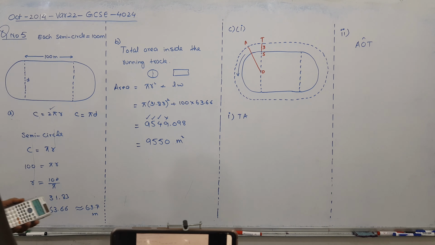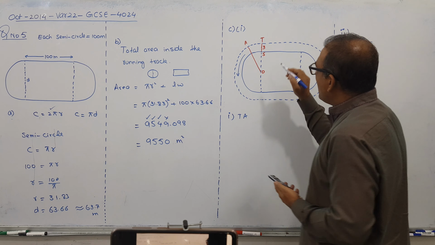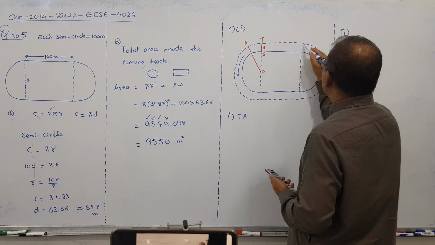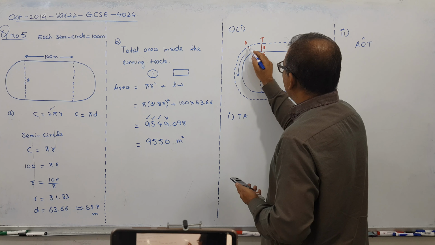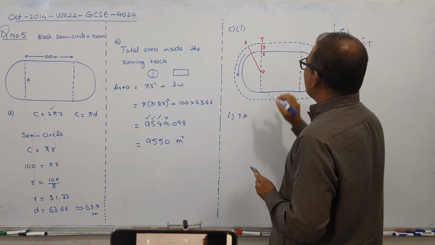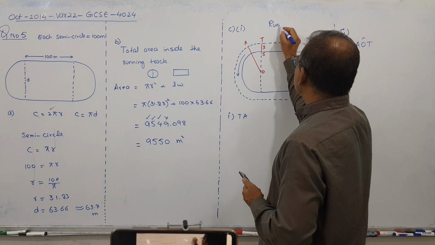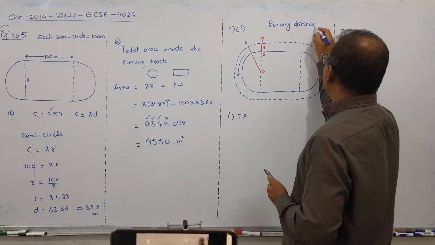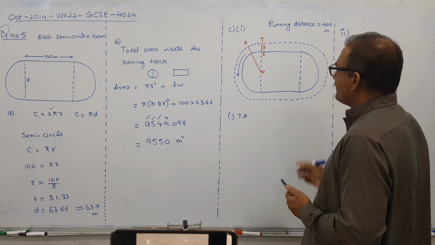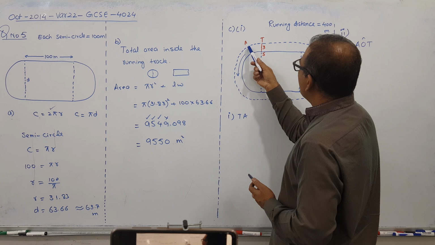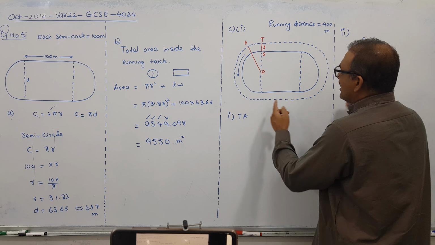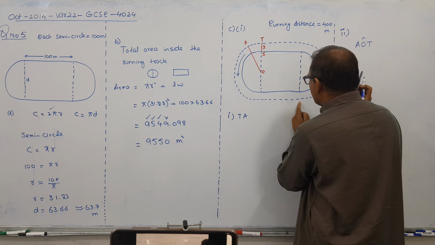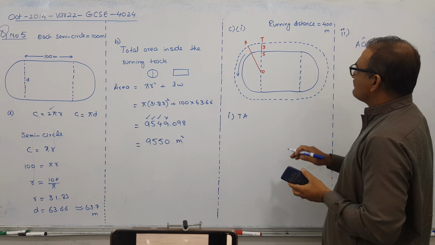Okay, let's go to the next one, which is a little bit tricky. The person starts the race from here and goes this way on the dotted track and comes here and stops here. So leave this part. From here till here is 400. So how much running distance? The running distance is 400 meters. And you know, this is a straight track, 100 meter, and this is also 100, and here 100.